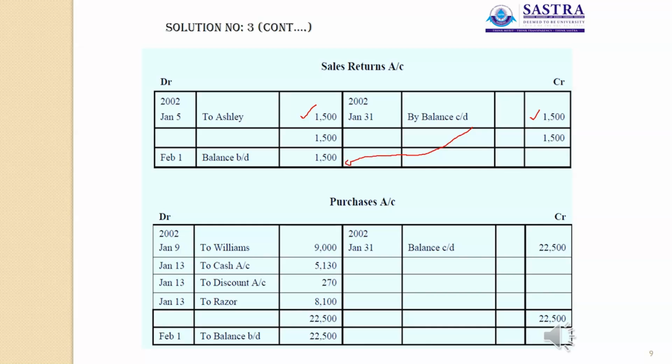Then the next account is the purchase account. Here goods purchased from Williams, January 9th, to Williams account 9,000. Then January 13th, cash purchases 5,130. Then discount allowed 270. Then Razor account 8,100. So the total is 22,500. By balance carried down rupees 22,500. So this amount was brought forward to the next month, February 1st.